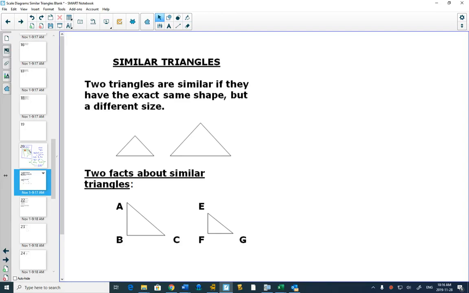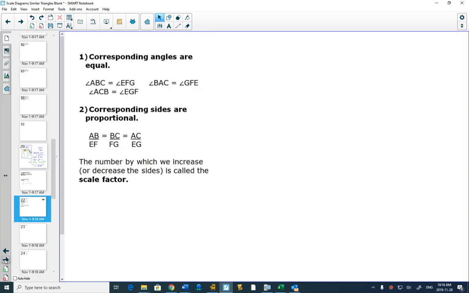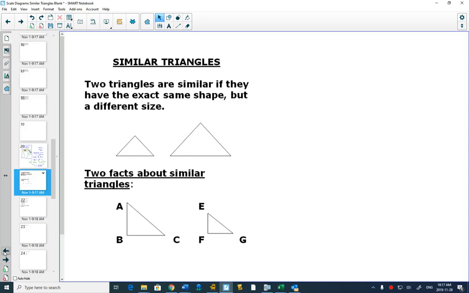Some facts about similar triangles. One, the corresponding angles are equal. So if I go back to this triangle, this angle here corresponds to this one, and those two angles would be identical. This angle B looks like a 90-degree angle. It corresponds to F, which would also be a 90-degree angle. And angle C would be equal to angle G.